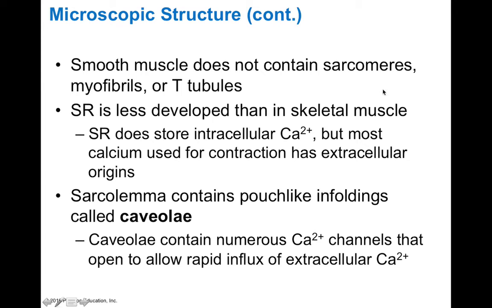So smooth muscle doesn't contain sarcomeres. It doesn't contain myofibrils either, for that reason. And it doesn't have T-tubules. Instead, what we find here is that the sarcoplasmic reticulum of smooth muscle is far less developed. We see that it doesn't really store a whole lot of calcium. Rather, smooth muscle relies on the calcium from extracellular fluid. And this calcium comes from these little infoldings of the membrane called caveolae. Now, caveolae contain numerous voltage-gated calcium channels that allow for a rapid influx of extracellular calcium.